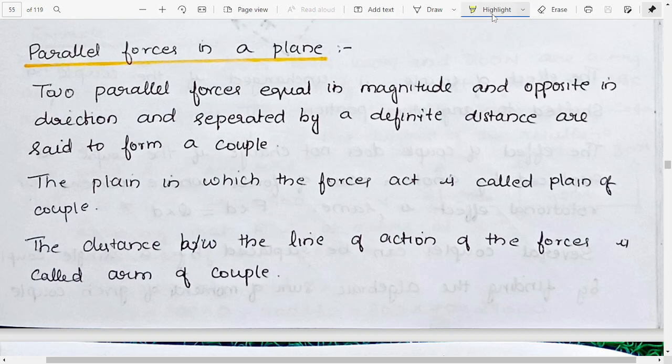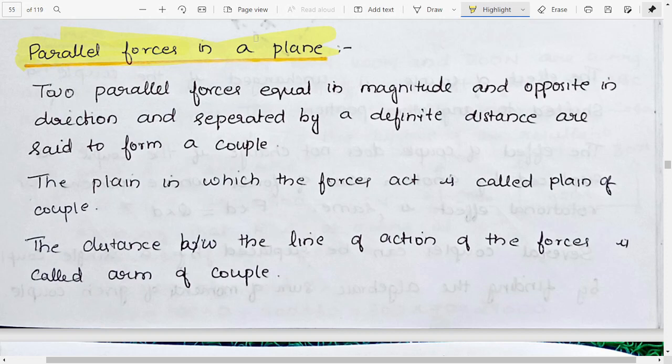In this video, we'll be talking about parallel forces in a plane and some examples related to that. So, I hope you have taken a pen and paper with you because there will be some problems which you have to do first and then only I'll be showing you.